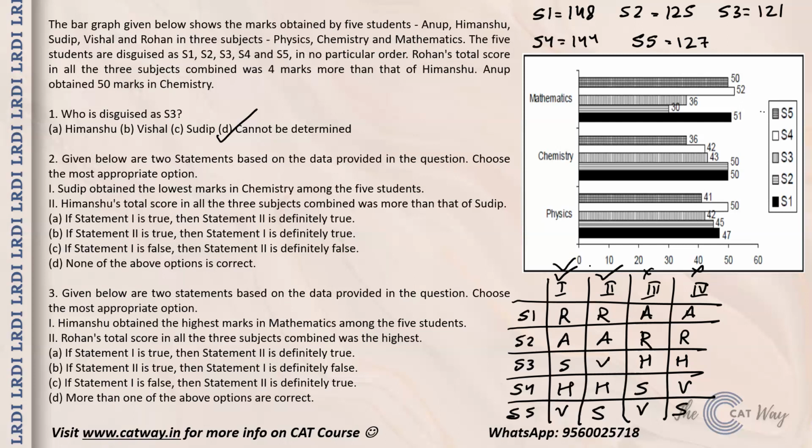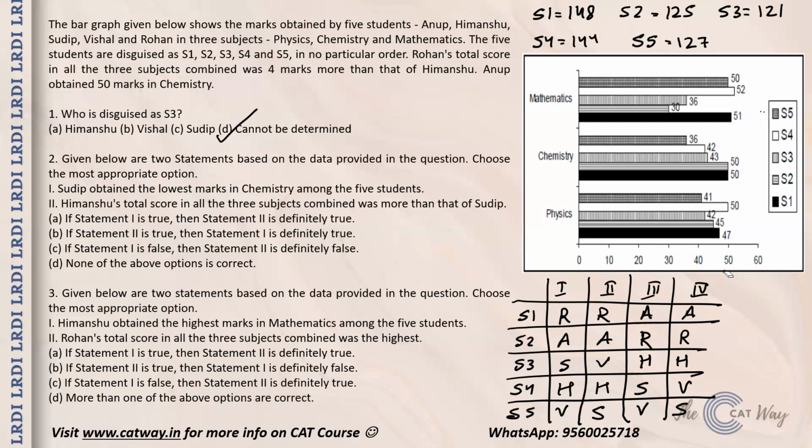Now in these two cases, when statement 2 is true, look at statement 1. Sudeep obtained lowest marks in chemistry. So Sudeep is S3 in case 1. So S3 did not obtain the lowest marks in chemistry. So that means whenever statement 2 is true, it is not necessarily true that statement 1 should be definitely true. So option number B is also not the right answer.